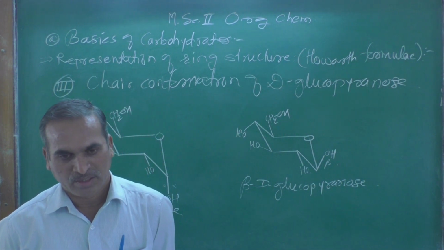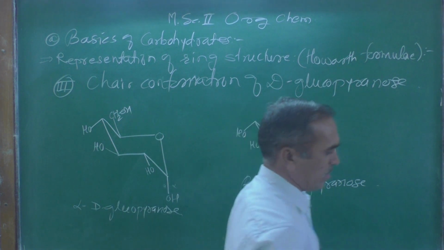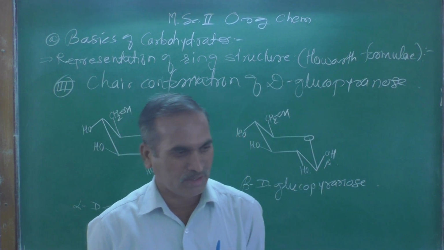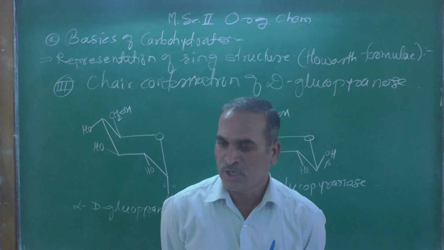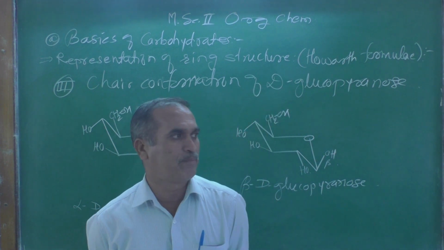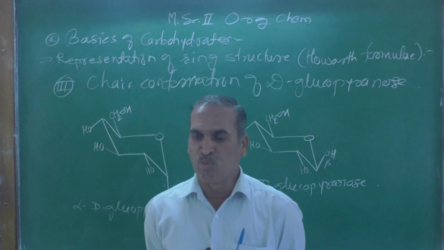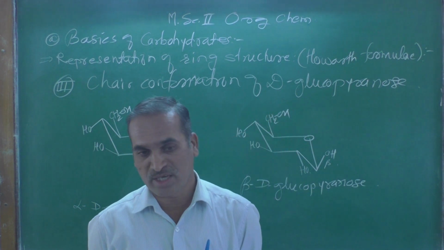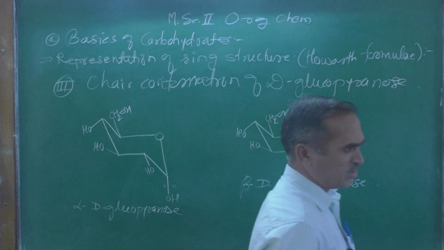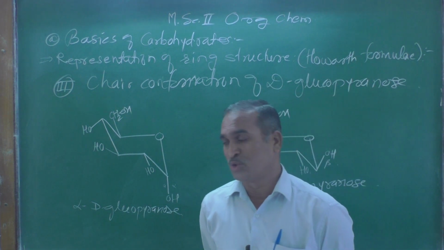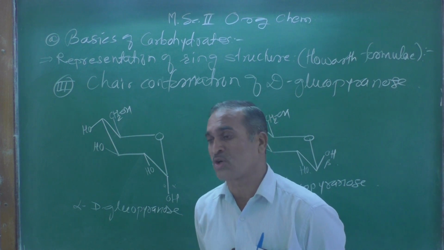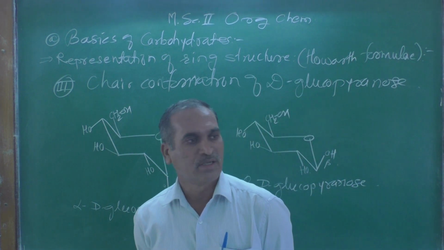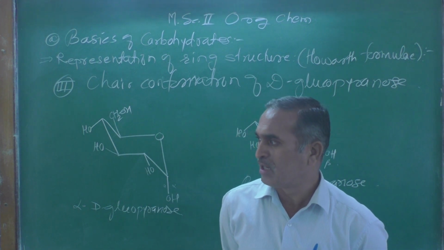As you know, in the chair conformation, whatever bulkier groups are there, they prefer to stay at the equatorial position, because equatorial conformations are more stable than axial. In the axial position there is 1,3-diaxial interaction, and due to the 1,3-diaxial interaction there are a lot of steric interactions.